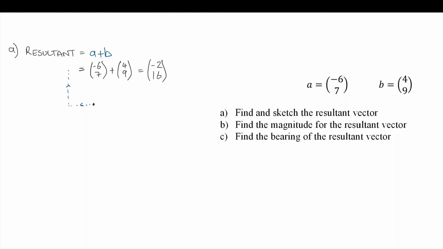Here's my start point, this thick dot. I'm going 2 to the left and then up by 16. It's just adding on the arrows, annotating the sides, and here's an angle that might be useful later.